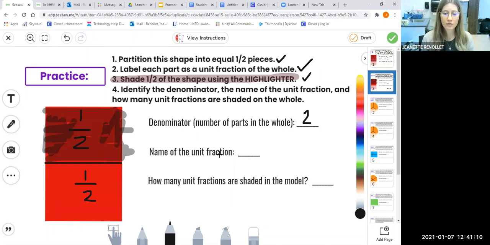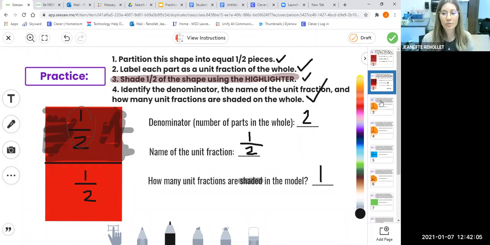Next, name the unit fraction. My unit fraction's name is 1/2. How many unit fractions are shaded? I shaded 1/2. I shaded 1 unit fraction. Check your work. Make sure yours looks like mine.